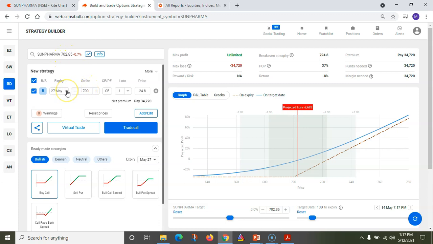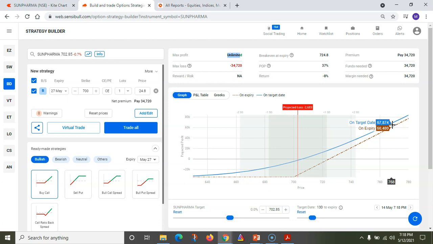And the expiry is 27th May. It's a monthly expiry. How much do you have to pay? 34,720. That is the premium into the lot size. So if you are bullish on Sun Pharma, you go ahead and buy the call just at the money call, hoping the bullish trend will continue, the momentum will be there. That is your assumption. So what is the maximum loss? 34,720. What is the maximum profit? Unlimited. That is because as the price keeps going up, you will make money till the expiry.